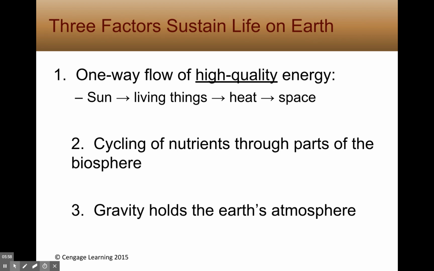And then gravity is important for life on Earth because it holds our atmosphere here. With no gravity, just like the moon, there is no atmosphere. So this also enables cycling of those nutrients. So we need those three factors to sustain life on Earth.